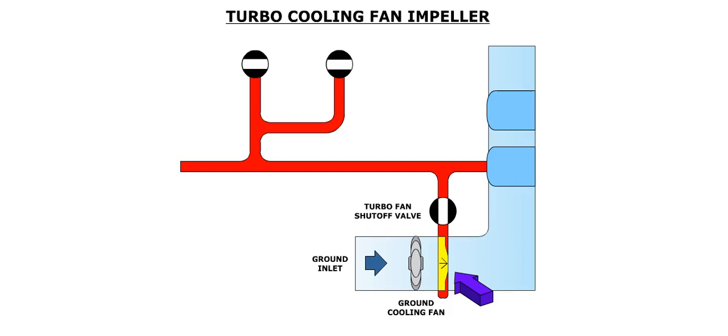The ground cooling fan is powered by an impeller, which taps bleed air downstream of the pack valve, but before it reaches the heat exchangers. This air is controlled by the turbofan shutoff valve.